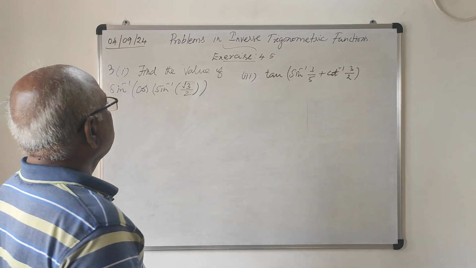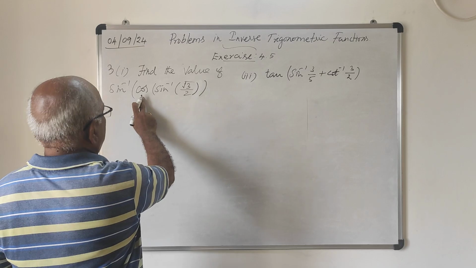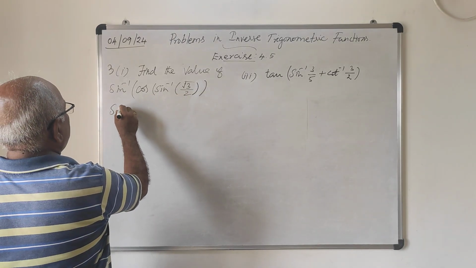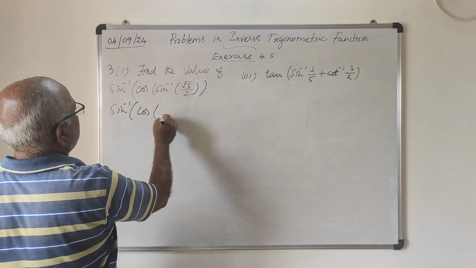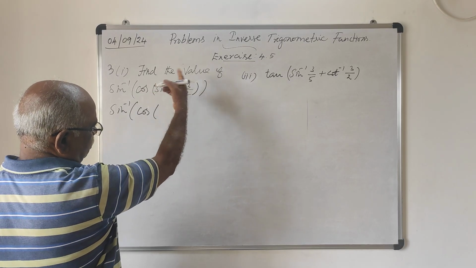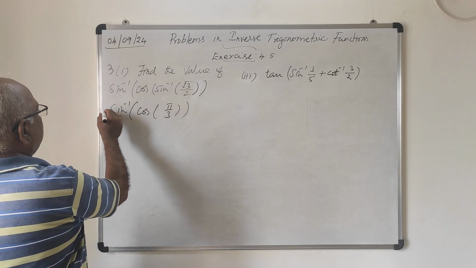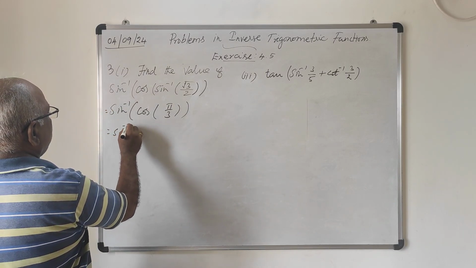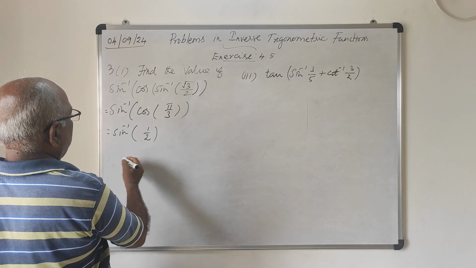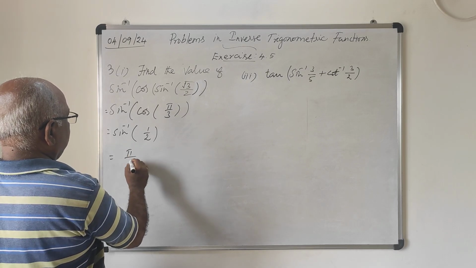Okay. Now, the next problem, first subdivision: find the value of sin inverse of cos of sin inverse of root 3 by 2. This is sin inverse of cos of sin inverse of root 3 by 2. Sin 60 is root 3 by 2. So, sin inverse of root 3 by 2 is 60, that is pi by 3. So, again, this is sin inverse of cos 60. Cos 60 is 1 by 2. Now sin inverse of 1 by 2 is again 30, pi by 6.